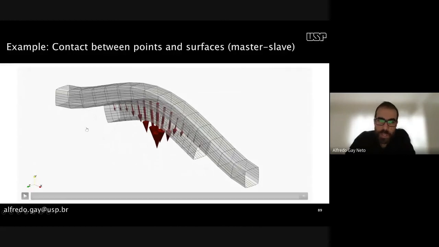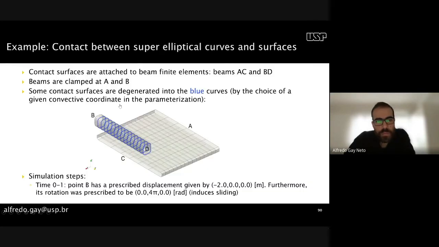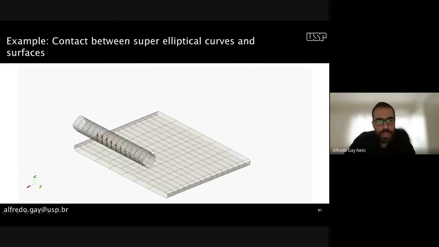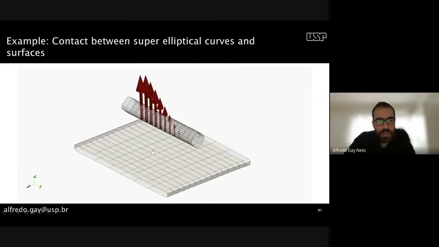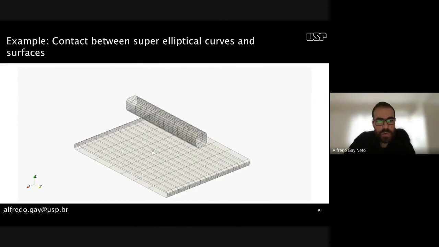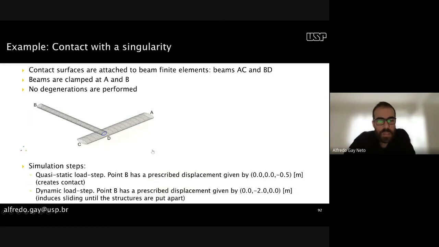With pointwise contact, we already assumed positions here, where we degenerated our surface onto slave points. In the case that I showed previously, we degenerated the surface of this beam into some curves, and then we slid it onto the other one. So it's possible to handle such things. It's quite nice.